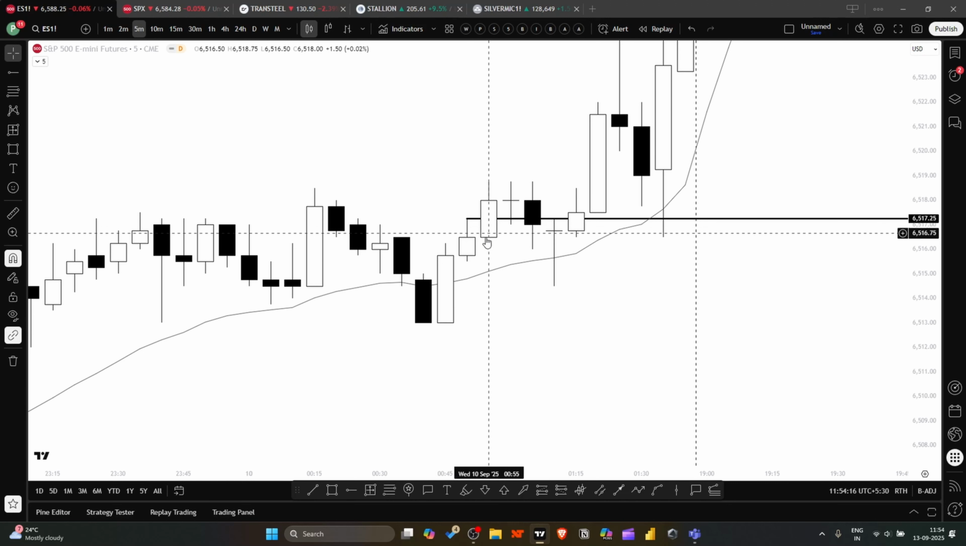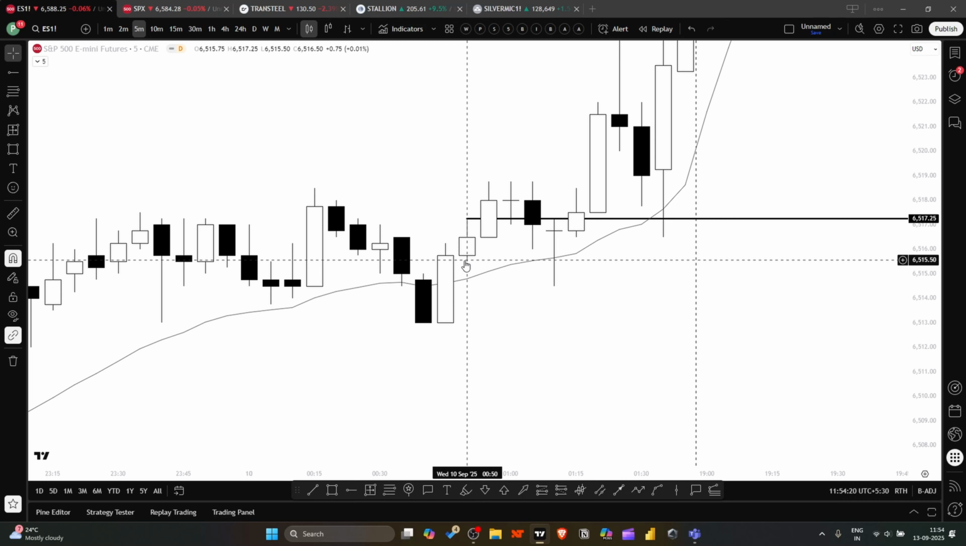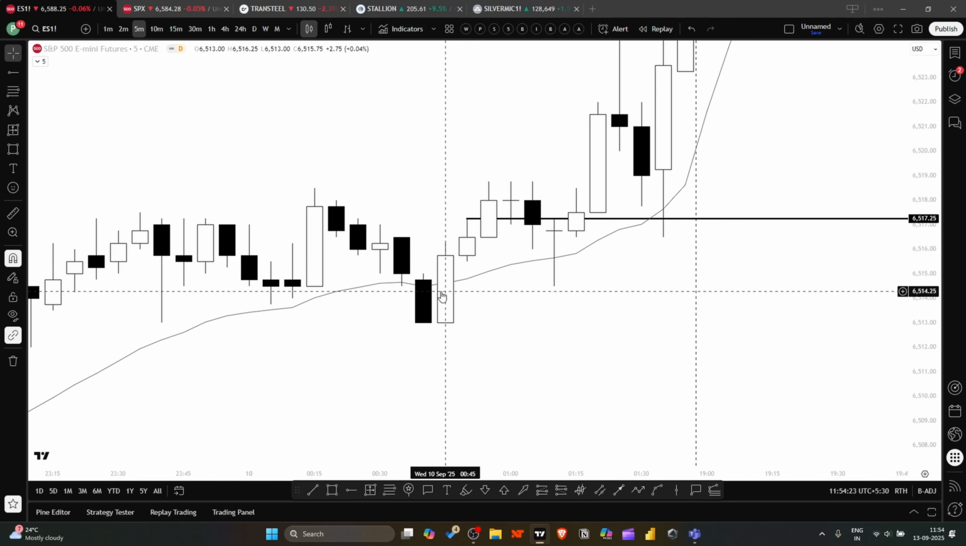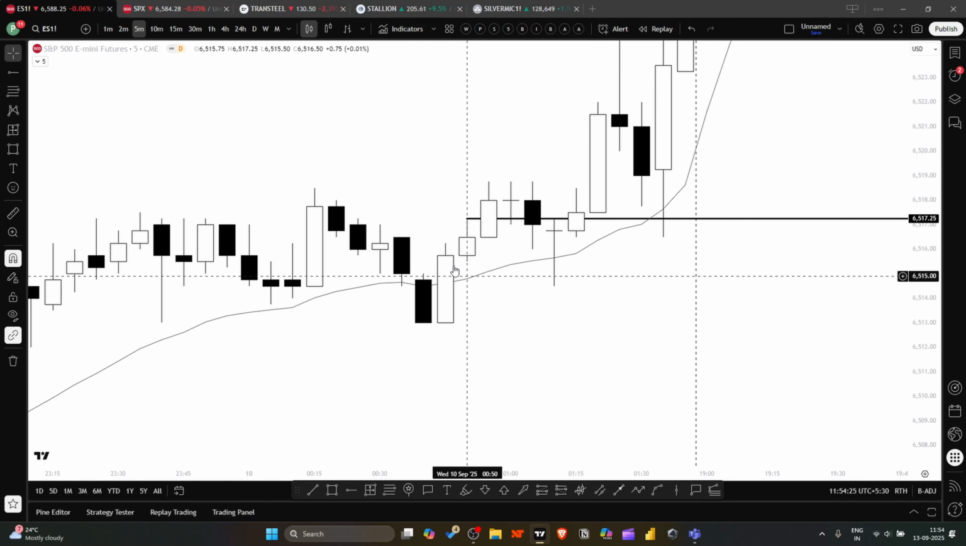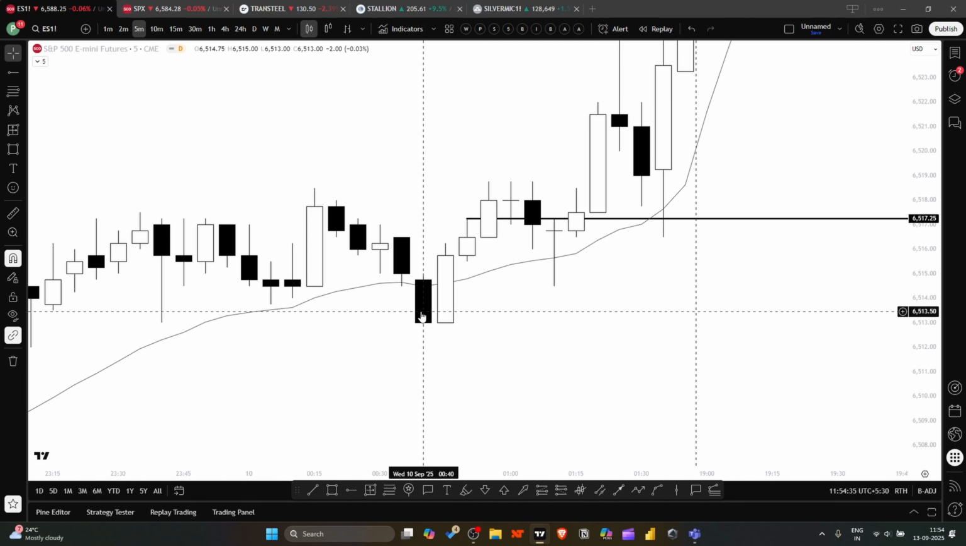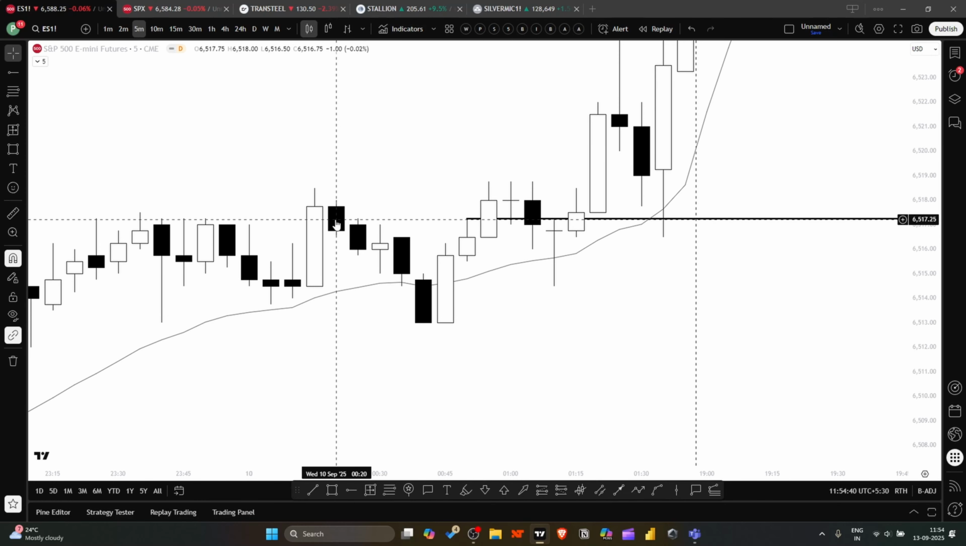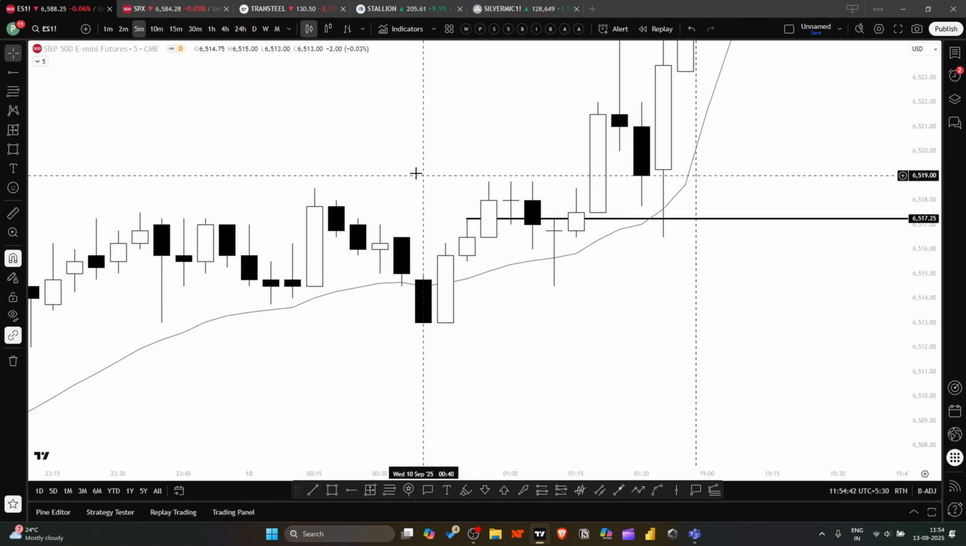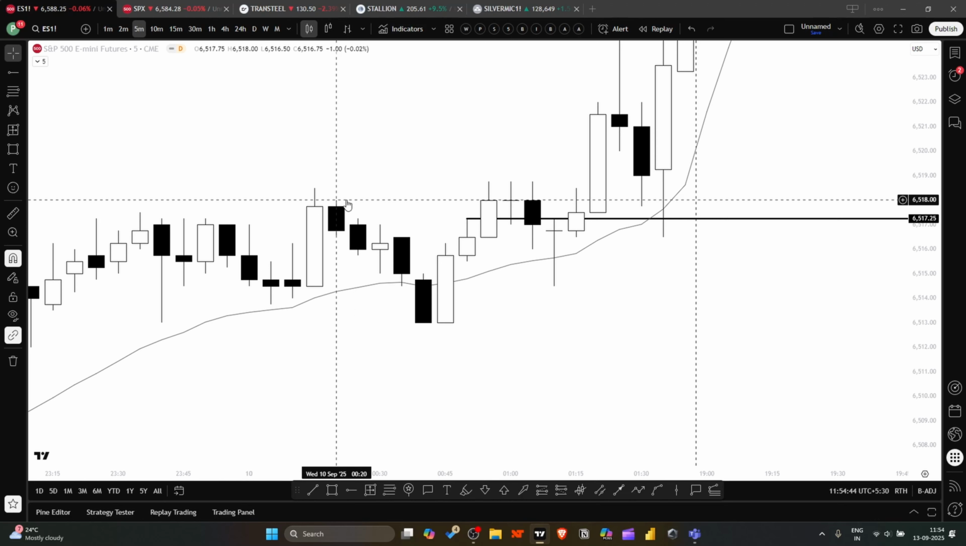Like this big bull bar on the left side, this is a breakout bar. Then this is the pause bar, the first pause bar. Next bars one, two, three. It should be going beyond this high. Did it go beyond this high?